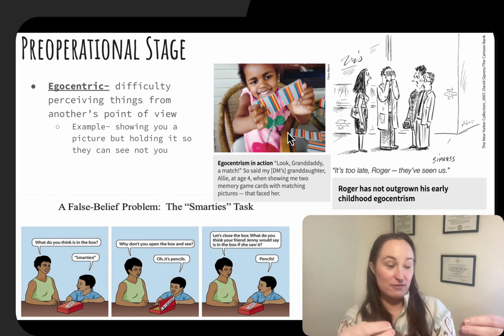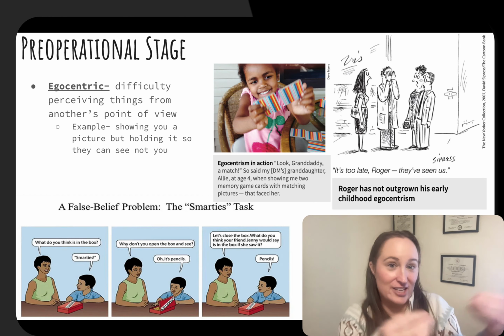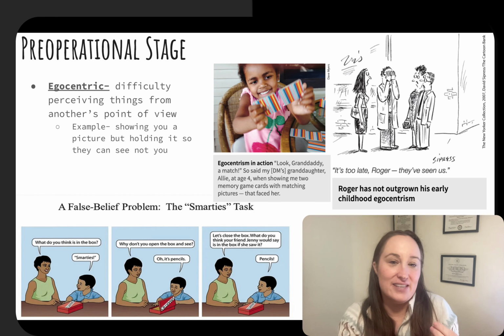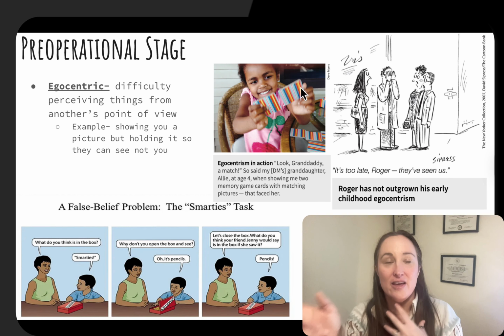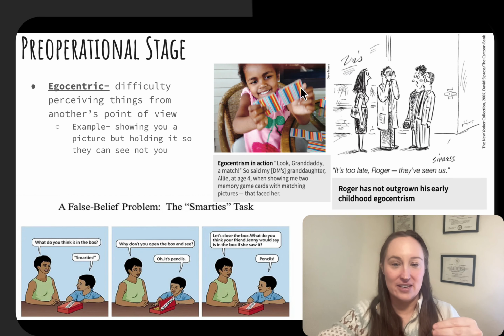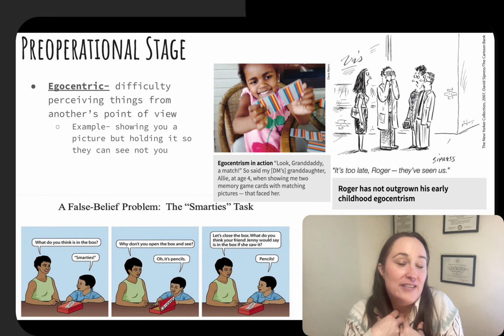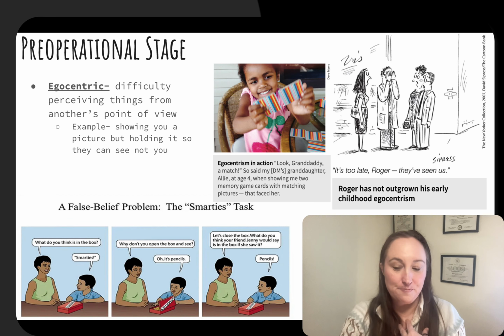So from her perspective, hey, look, I got a match. Can't you see? Isn't this exciting? But he can't see it. So she has an inability to take on the idea that, hey, if I hold it this way, he can't see it, because whatever I can see, my granddaddy can see.